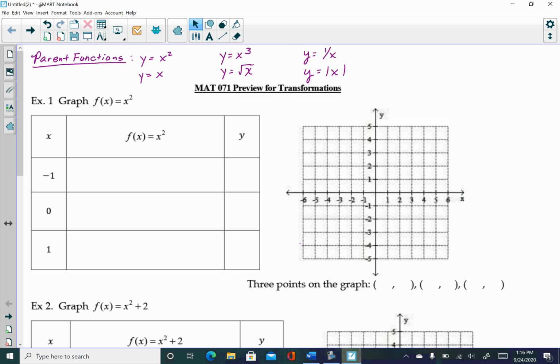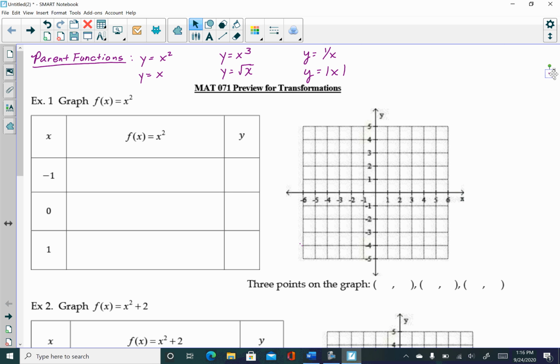Hi there. So in this section, I wanted to provide you with a preview of the transformation section that we'll be looking at in your class. Transformations build from what are referred to as parent functions, and in your 171 class you should have a handout for this section in regards to what the parent functions are. Here are a list of a few of those parent functions.